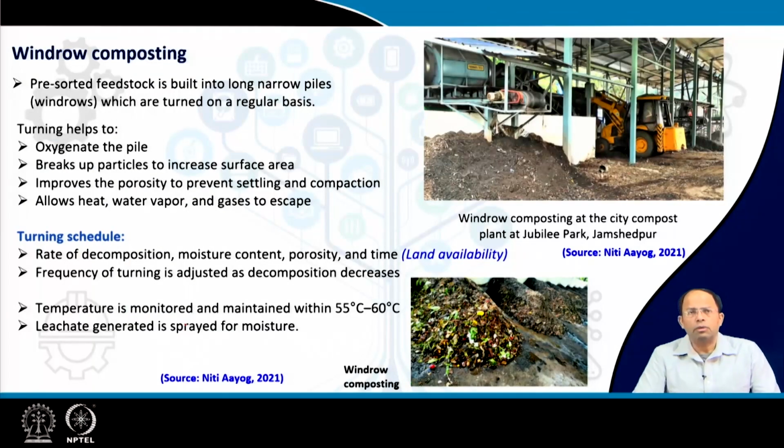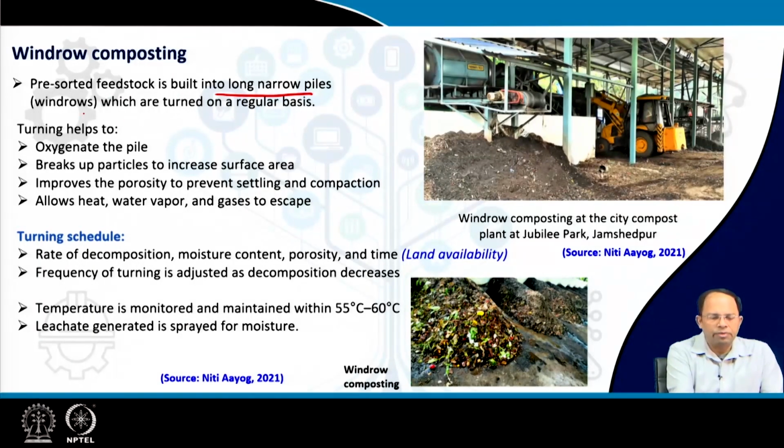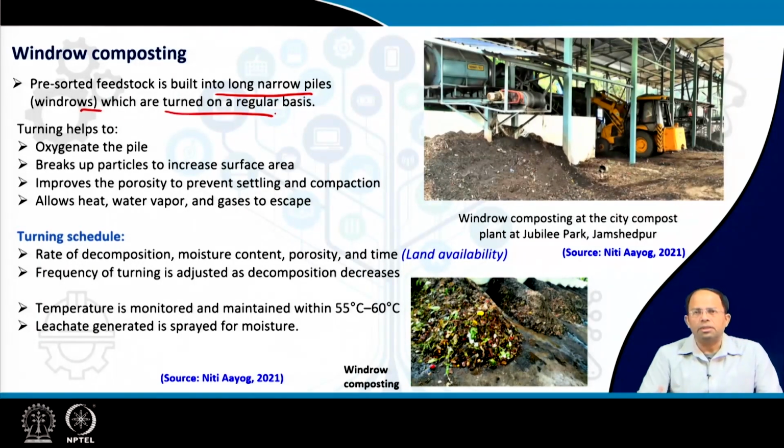So, first we talk about windrow composting. Pre-sorted feedstock is built into long narrow piles or windrows which are turned on a regular basis. We have learnt about windrows in our earlier lectures as well. This is the image we have shown you earlier, this is how a windrow looks like. It's a pile of garbage, but before it is left like that, we have to make sure that some amount of sorting is done so that the final product contains mostly organic matter.